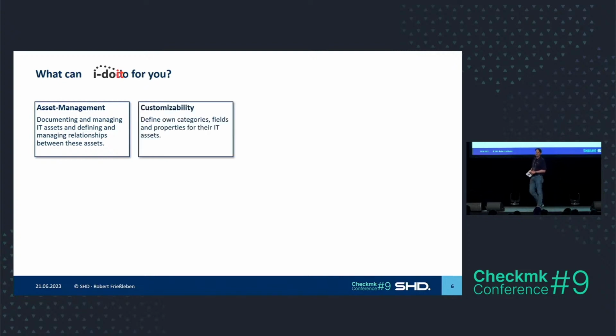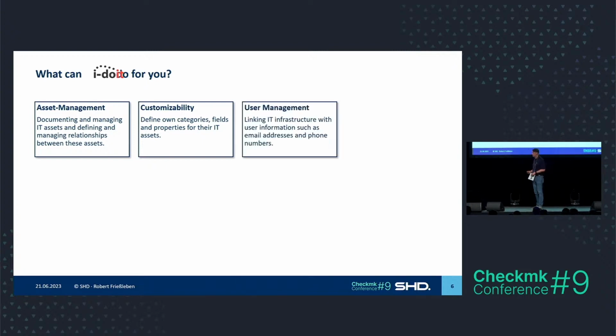The second feature is the customizability. i-doit is very customizable. If you need another category, go for it, create it. If you need additional data, no problem, create it. If you need additional functionalities, no problem, create it via add-ons.